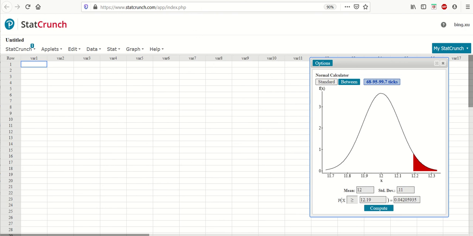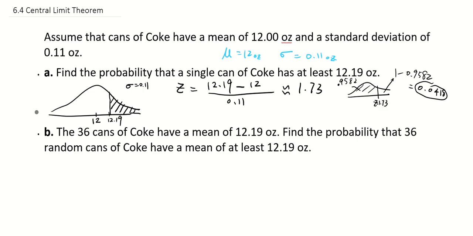You will find the shaded area is 0.042, which is a little bit different compared to what we found in the chart. The difference here is, since we rounded the z-score earlier, it's not as accurate as StatCrunch, but the answers are pretty similar, 0.0418 versus 0.042. That was the A part of the question, find the probability of a single can.